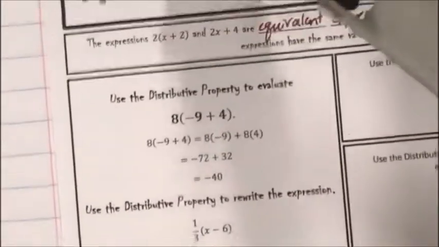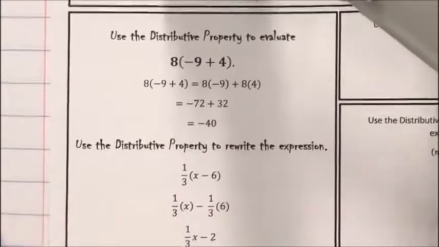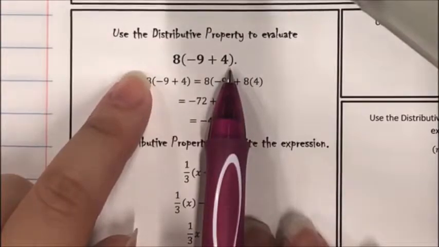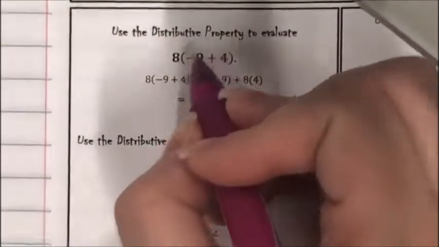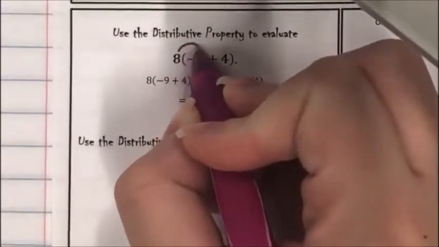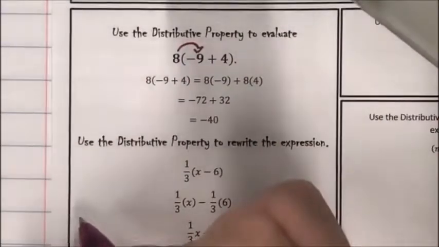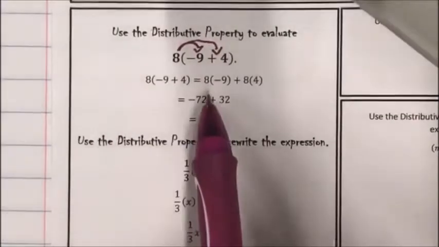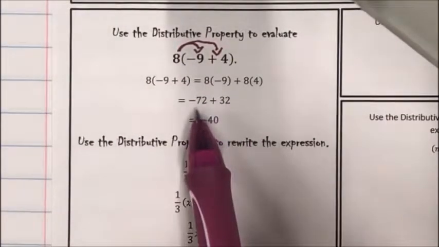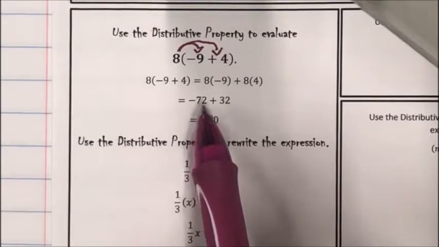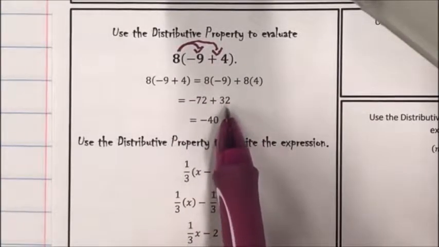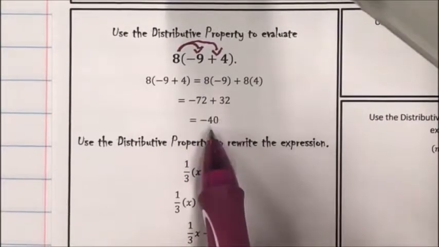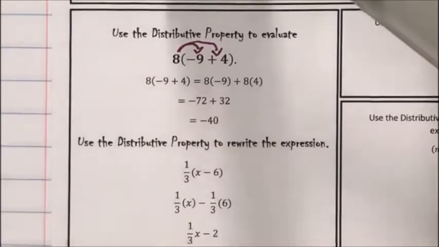So when we use the distributive property to evaluate, I have 8 times the quantity -9 plus 4. This tells me that I'm going to take this 8, multiply it by the -9, and then by the 4. So 8 times -9 gives me -72, and 8 times 4 gives me 32. Then I add them together. -72 plus 32 equals -40.